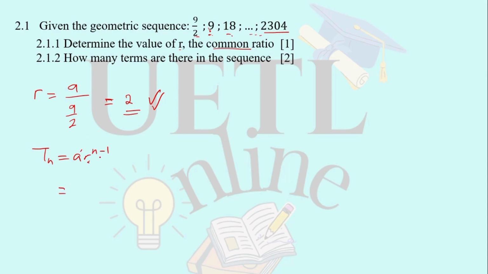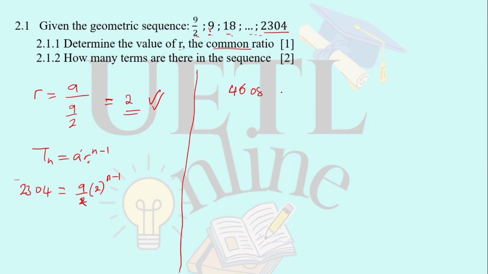So what you're going to do is use the last term to find our answer. We're going to say our last term is 2304, our a is 9 over 2, and our r is 2, to the power n minus 1. Our duty is to find n. So now we just have to multiply both sides by 2, which means 2304 is going to be multiplied by 2. So I think we're going to get 4608.